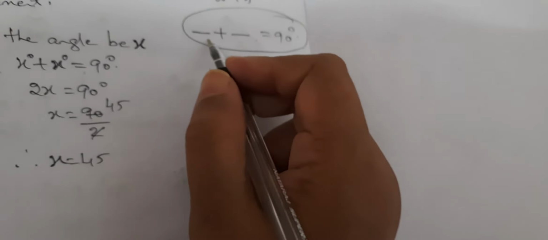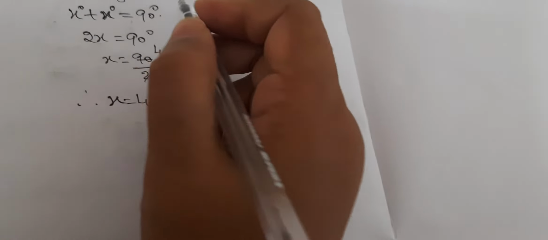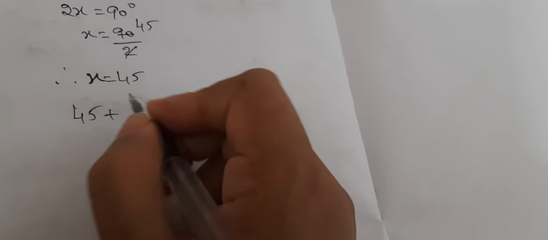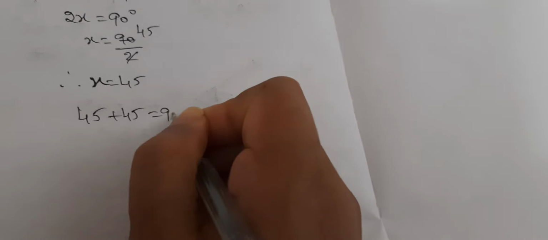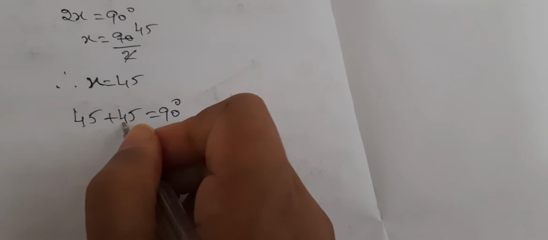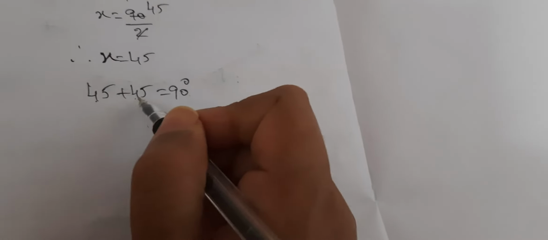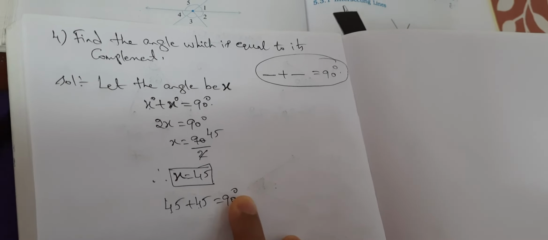Now here actually we have kept, when we add both numbers it should be 90. Now we have taken angle as x. Now x is equal to 45. Here x plus x means how much? 45 plus another x, 45, is equal to 90 degrees. Then 45 plus 45 how much? It is 90. So the angle which is equal to its complement is equal to 45. Therefore x is equal to 45. This is the answer. I hope you understood, students.